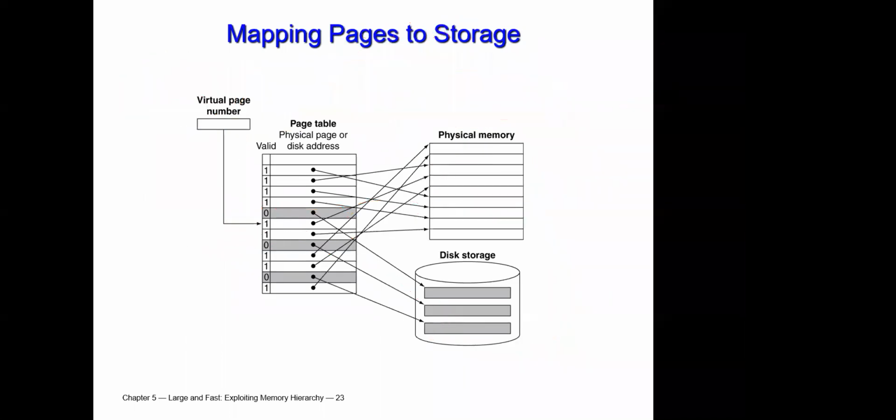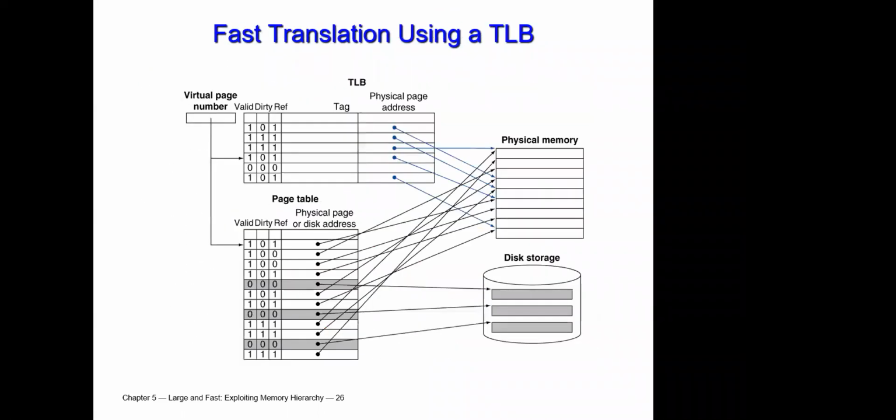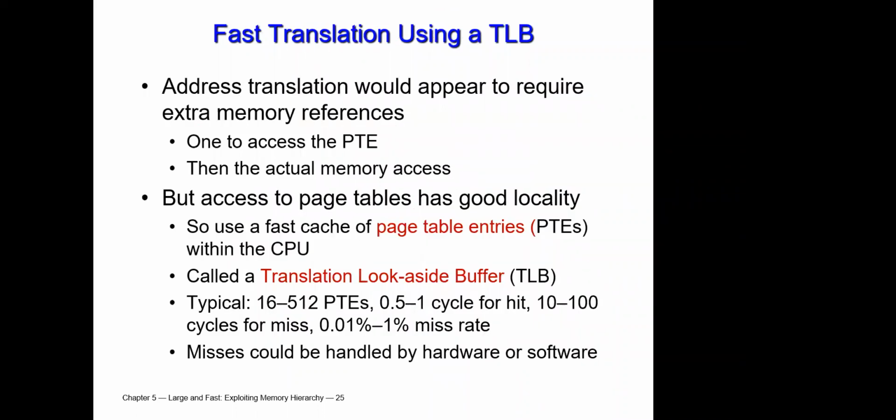So again, just to summarize that, I will create something called the translation lookaside buffer, TLB, that will be inside the cache. My page table entries, the PTEs, will be inside the main memory as we have described earlier. This is typically 16 to 512 PTEs, 0.5 to 1 cycle for a hit, 10 to 100 cycles for a miss, and the miss rate is something like that.